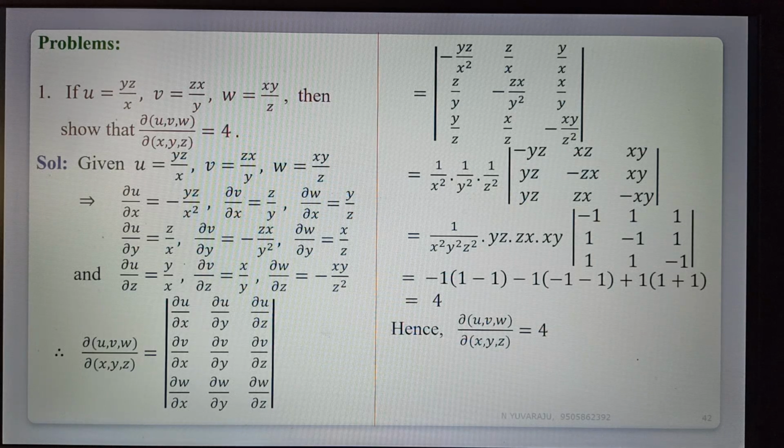Is the Jacobian clear? See the next example. And also u, v, w are functionally independent because the Jacobian is not equal to 0.